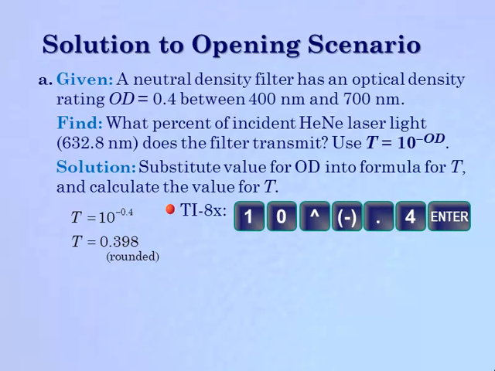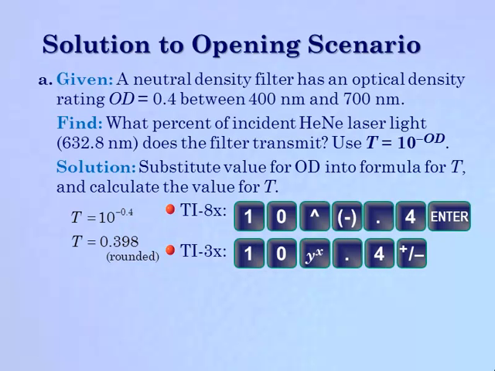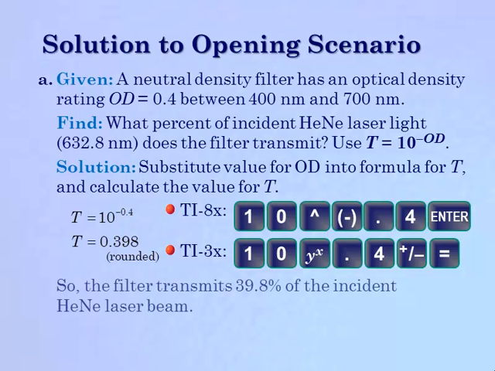If we do that on a TI-80 series of calculators, it's 10 raised to the negative 0.4 and then press enter. And on a TI-30 series, we have to put 10 and then the y to the x power and then tell it what we want x to be, and we want it to be 0.4 and then change the sign to negative and then equals. So it's a little cumbersome working with the y to the x function. So the filter transmits 0.398, or about 39.8%, of the incident laser beam.